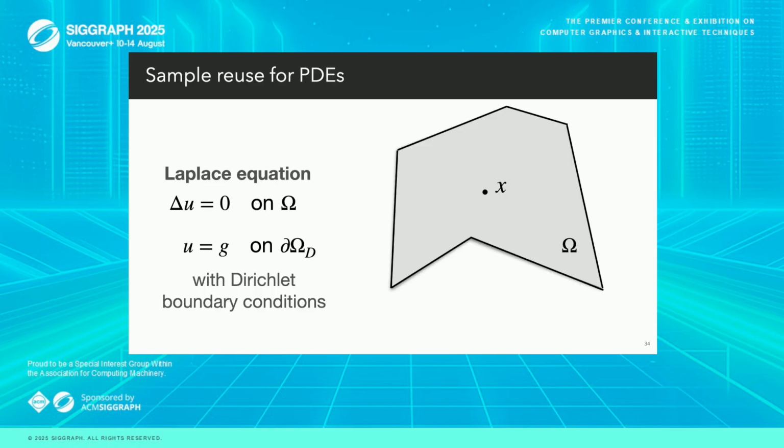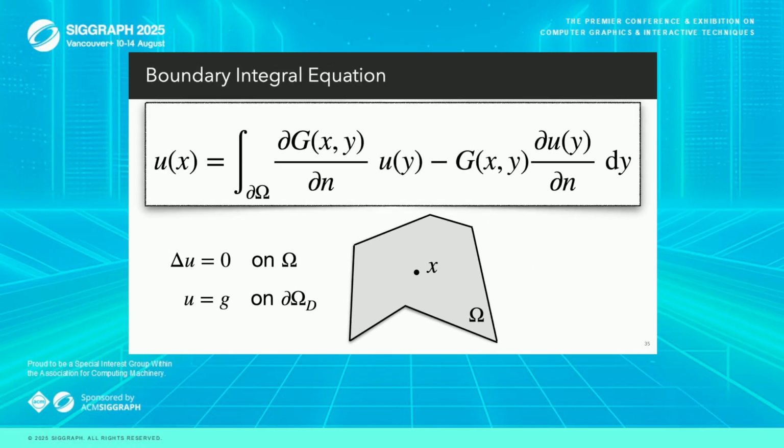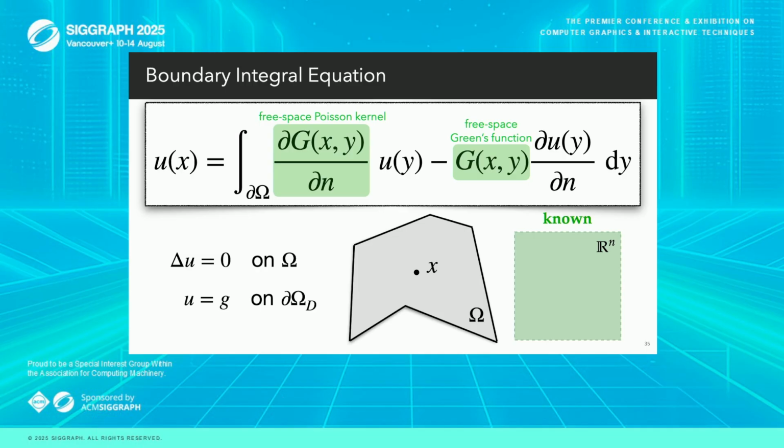And so in our context, we'll consider the Laplace equation with Dirichlet boundary conditions. And we can write the solution to this PDE with this boundary integral equation that we saw before. But unlike walk-on spheres, we'll now let the G function be the free space Green's function over all of space. And it turns out that this is known analytically in closed form. And so what this equation really says is that if we know both the value and the directional derivative of the solution on the boundary, then we can compute the solution U everywhere within the domain.